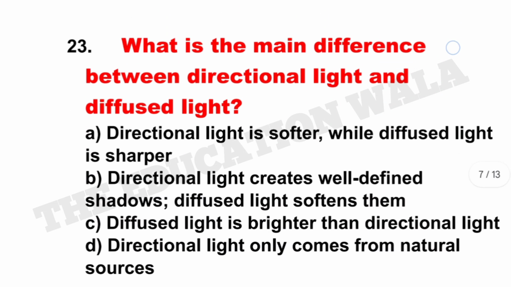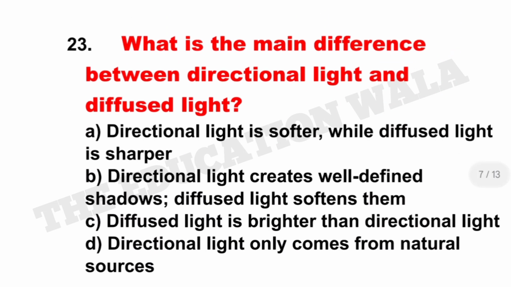Question number 23. What is the main difference between directional light and diffused light? Option A, directional light is softer while diffused light is sharper. Option B, directional light creates well defined shadows and diffused light softens them. Option C, diffused light is brighter than directional light. Option D, directional light only comes from natural sources. Right answer is option B.